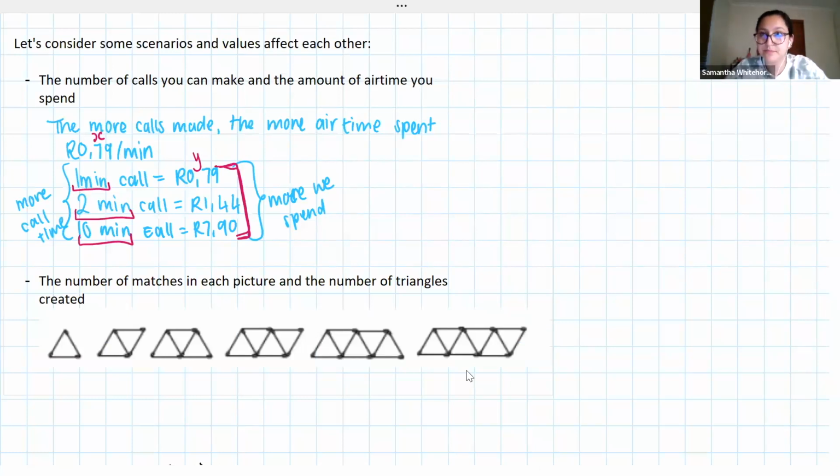Right, guys. So let's have a look at how we can take these variables and start looking at scenarios that apply them.